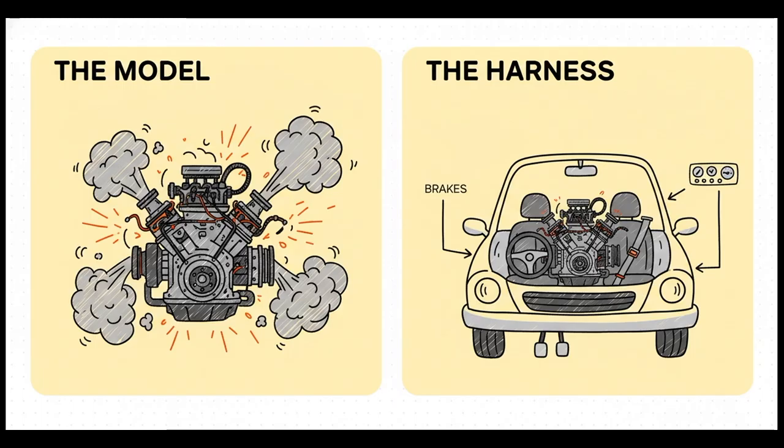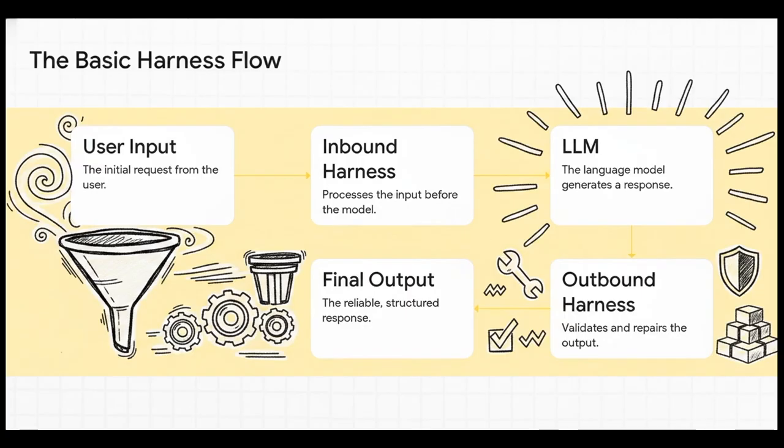The steering wheel to tell it where to go, the brakes for safety, the dashboard so you know what's happening, and the seatbelt to protect you. The harness is what makes the engine useful. So at a high level, the flow looks something like this.